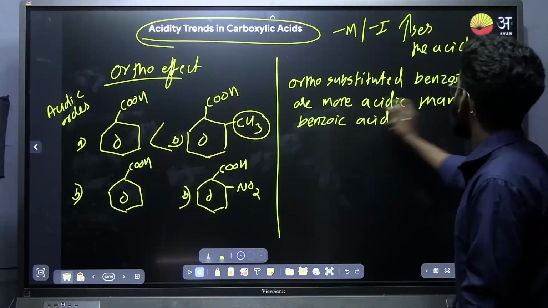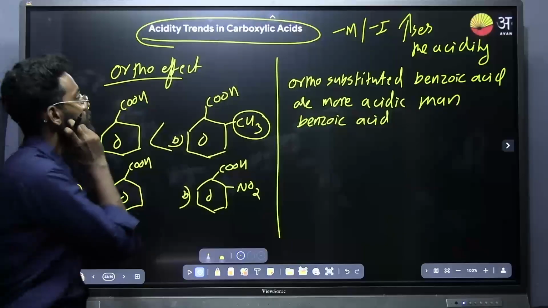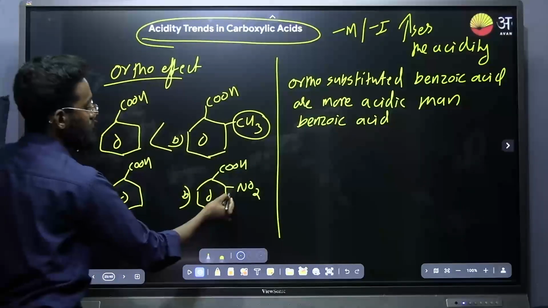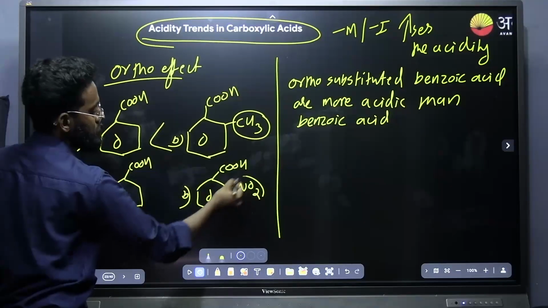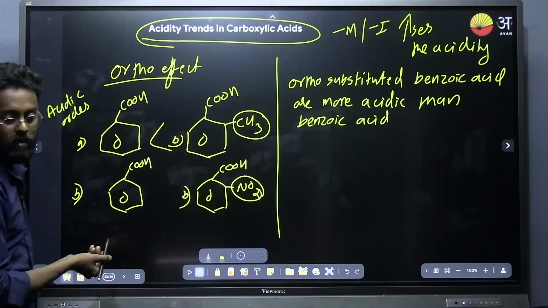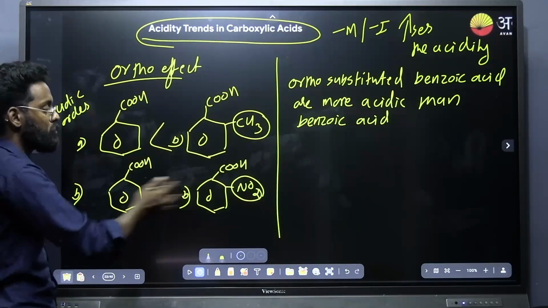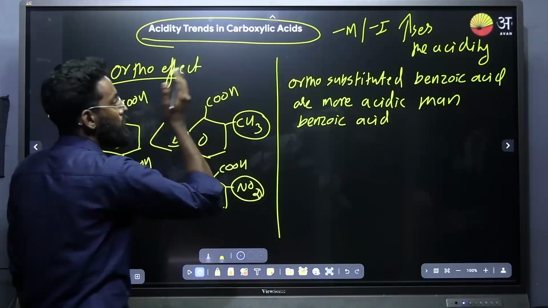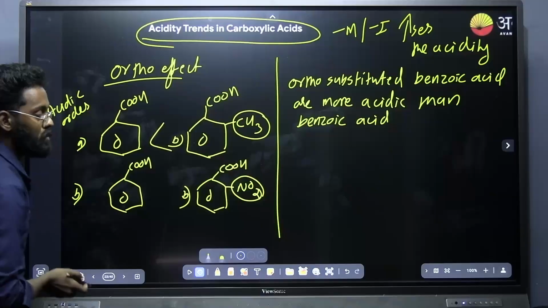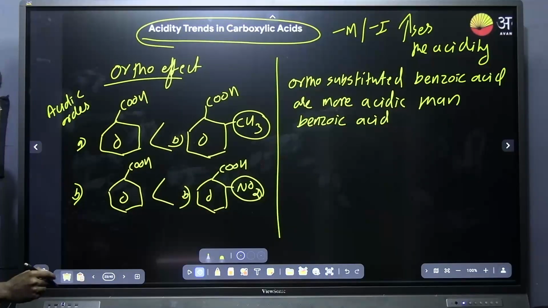Ortho substituted benzoic acids are more acidic. How are you understanding the acidity? Normally I said, right, minus M or minus I effect will increase the acidity, right? Here this is minus I, or what? Minus M group only. It should increase acidity, right? And here there is no problem. The electron displacement effect and ortho effect both are matching. So B is greater than A.